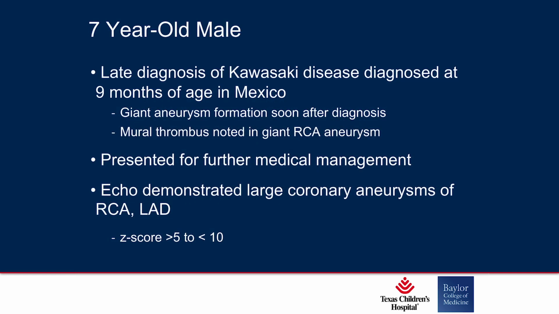This is a 7-year-old. He was a late diagnosis of Kawasaki disease that was diagnosed in Mexico. He had giant aneurysms that were seen shortly after the diagnosis of all his coronary vasculature. He had a mural thrombus that was noted in a giant right coronary artery aneurysm, and he was presenting to us for further medical management. His echo demonstrated large coronary aneurysms of the RCA and the LAD.